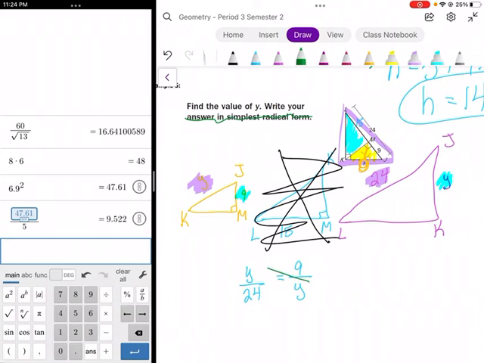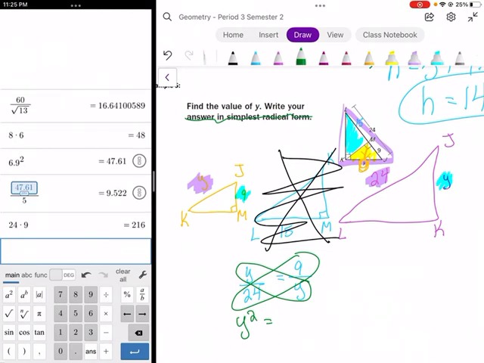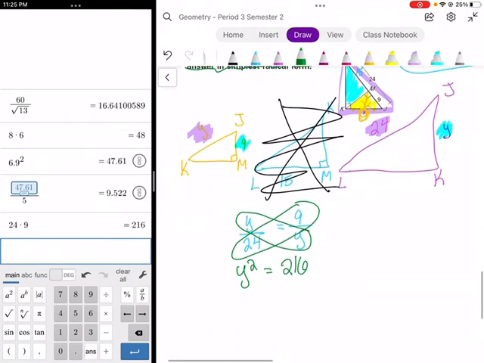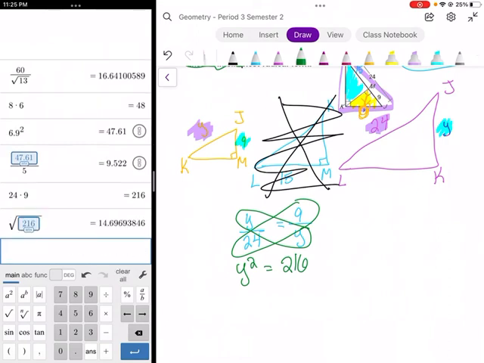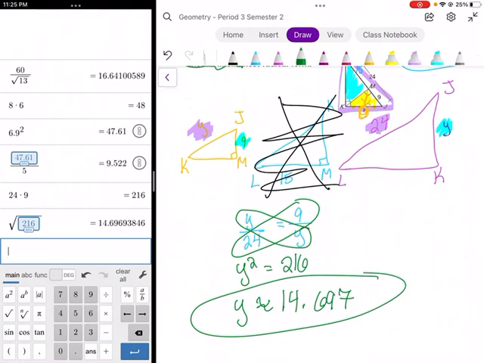You'll notice you'll end up with y squared because you have y times y, and then we have 24 times 9, which will be 216. Then we need to take the square root of that value to get y, and you can round your answer, and this one will be 14.697, and that'll be our value for y.